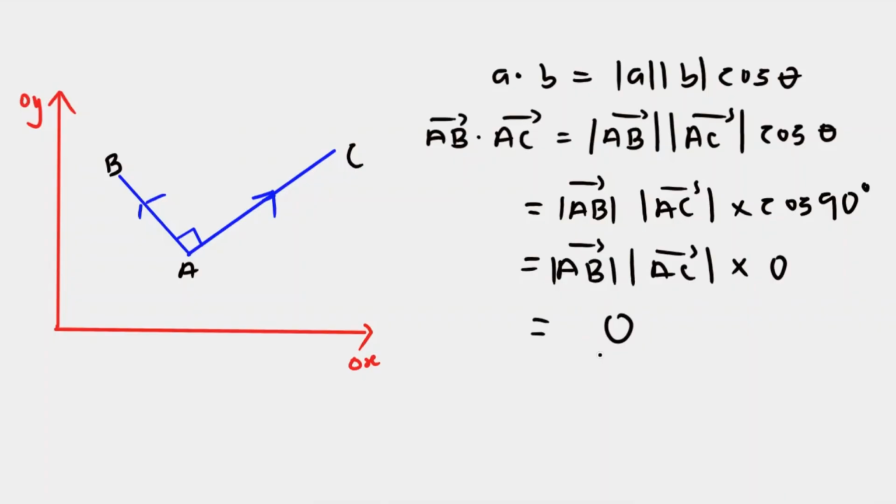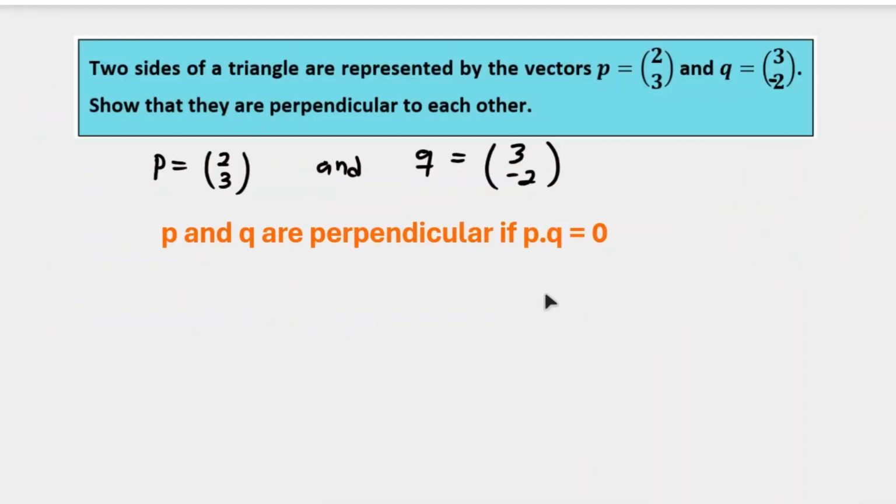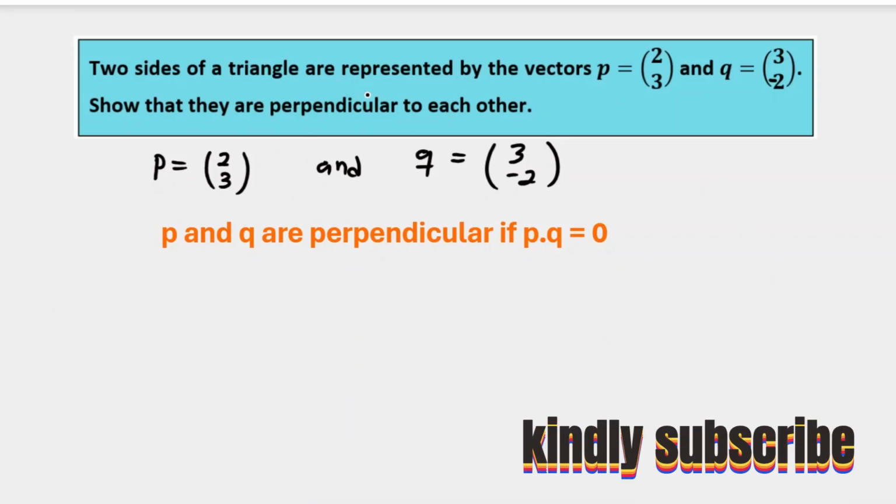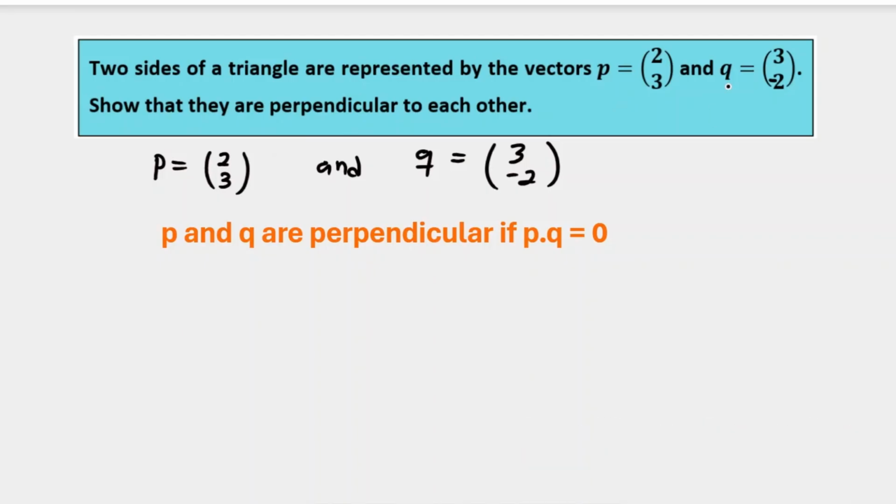So that should tell you that whenever you multiply two vectors that are perpendicular to each other, you're supposed to get 0. You have to know this one. Now let's take some examples using this property. So let's get our first question. Two sides of a triangle are represented by the vectors P, with components 2, 3, and the vector Q, with components 3, -2. Show that they are perpendicular to each other.